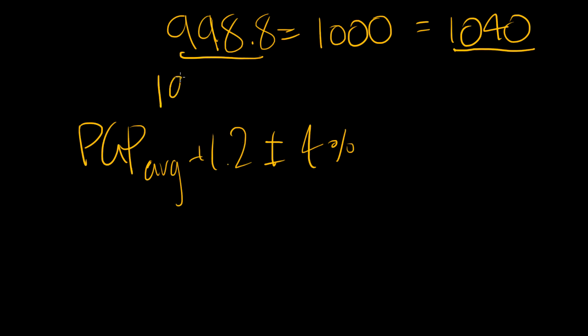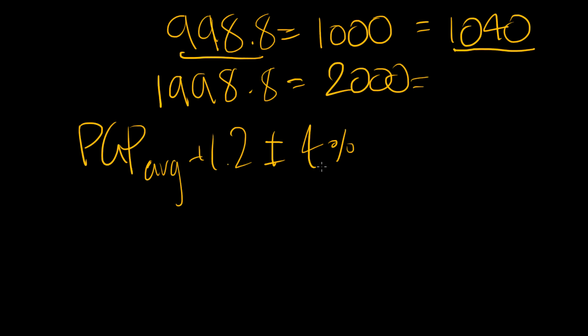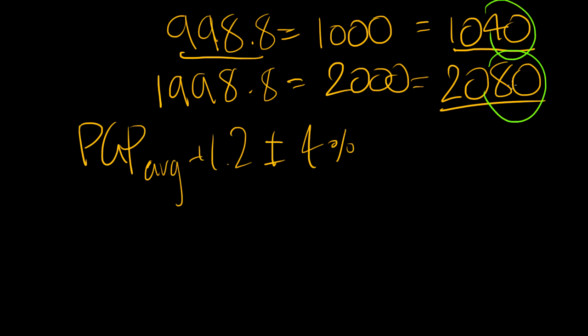Let's look at 1,998.8 plus 1.2 equals 2,000. So what's 4% of that? That is going to be 2,080. So if we have a look at what's happening here, the higher the parent's GP, the higher the possibility for a GP gain, or the higher the GP gain could be. So there is a problem with this.